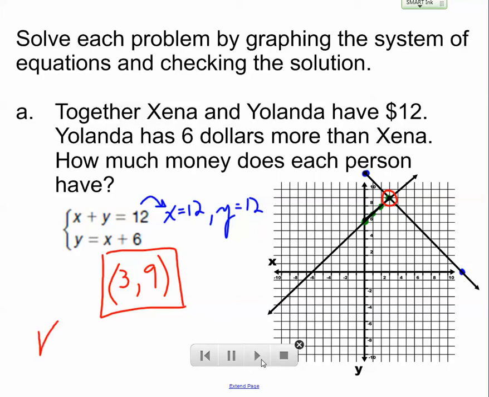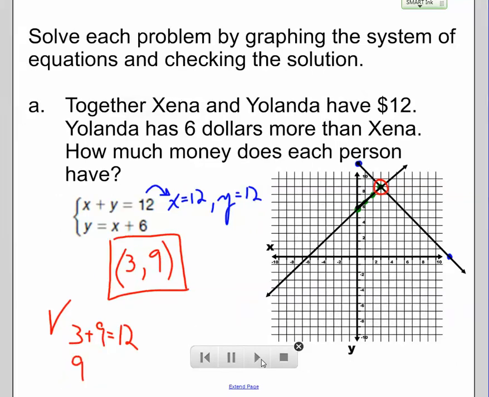So let's check our answer. Is the sum of their money $12? Yes, it is. And we also have to check it in the other equation too. Does Yolanda have $6 more than Zena? Yes, she does. Okay, so what we do is make two equations, graph those equations, and look for where they intersect to figure out the solution to the problem. Let's do this again. In fact, let's do it 3 more times.